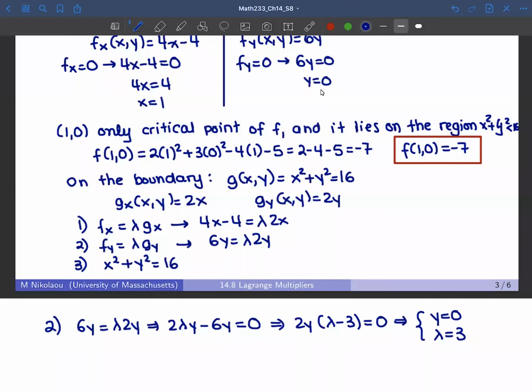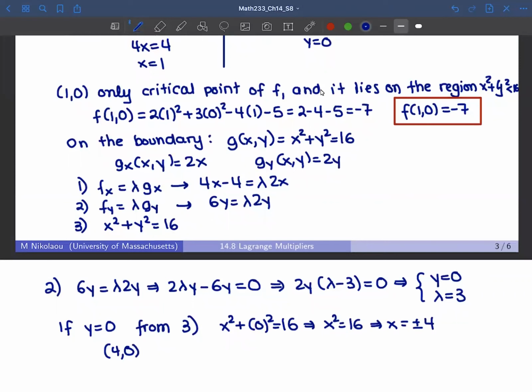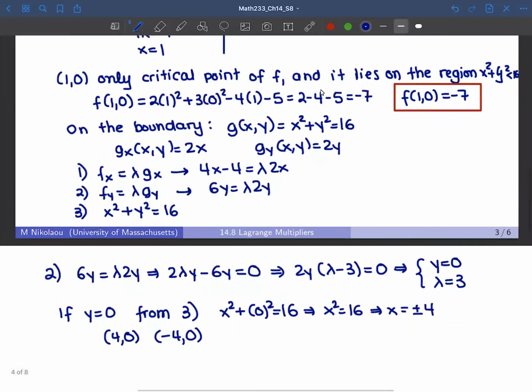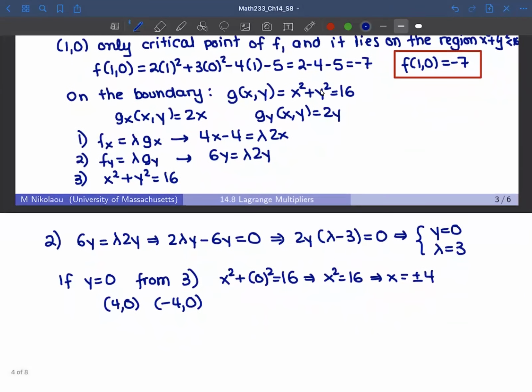So that gives us 2 points, the point with x equals 4 and y equals 0, and the point with x equals negative 4 and y equals 0. And let's check what happens to the function f at (4, 0). We just plug in 4 for x and 0 for y in the actual function that we were given.